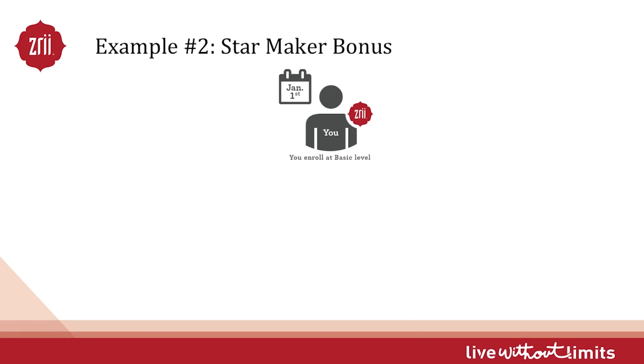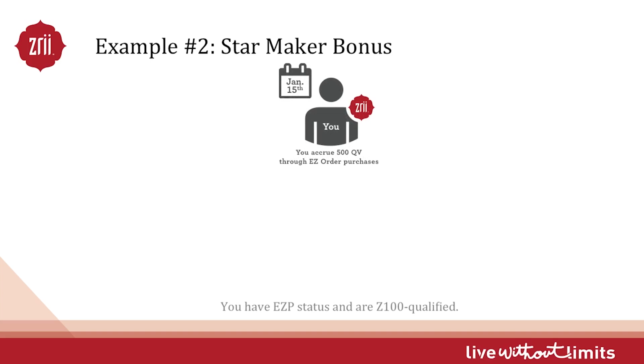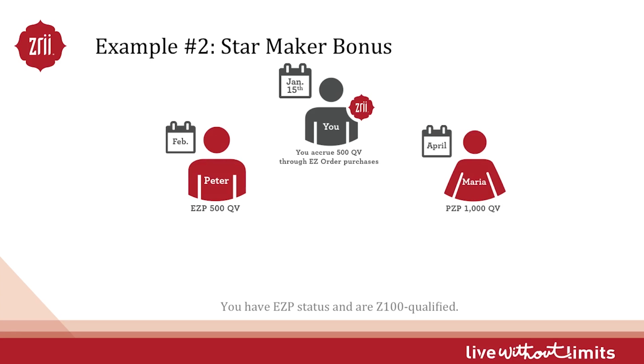You enroll at the basic level January 1st and place an additional personal product order on January 15th, bringing your total personal QV to 500 within your first 28 days as a Zrii independent executive. You now have EZP status, and you're also Z100 qualified. In February, you personally enroll Peter with an EZP carrying 500 in qualifying volume, and in April you enroll Maria with a PZP carrying 1000 QV.